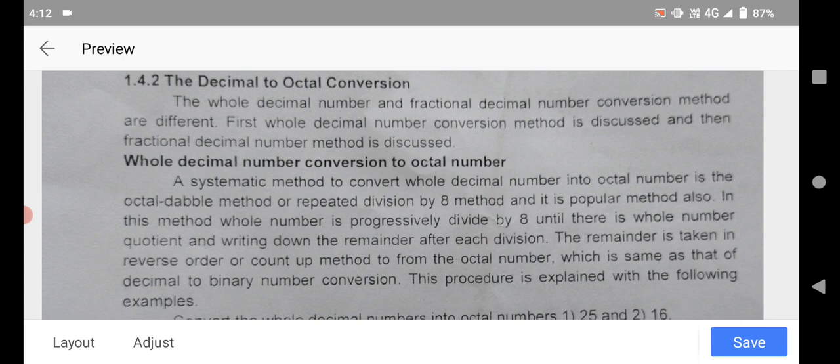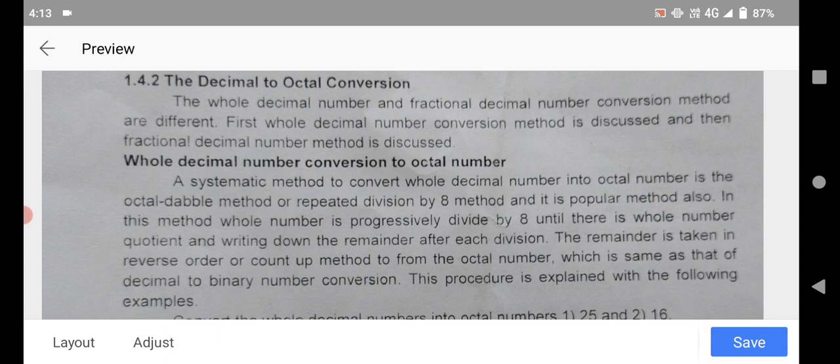In that, the whole decimal number and fractional decimal number conversion methods are different. Fractional means it consists of a decimal point, and whole decimal means it does not consist of a decimal point. First the whole decimal number conversion method is discussed, and then the fractional decimal number method is discussed.